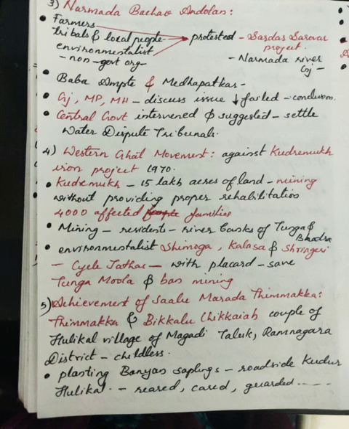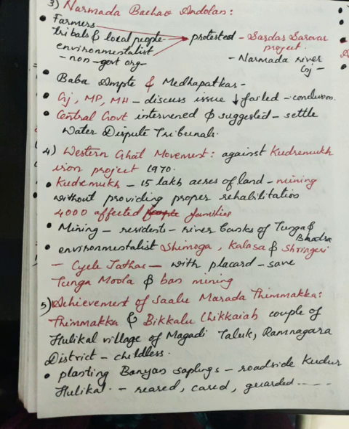Number 3. Narmada Bachao Andolan. Farmers, tribals and local people along with environmentalists of non-governmental organizations protested against the project. That project is the Sardar Sarovar project across the Narmada river in Gujarat. Baba Amte and Medha Patkar gave a new impetus or motivation to the movement. Here the states like Gujarat, Madhya Pradesh and Maharashtra discussed the issue and failed to come to a conclusion. Finally, the central government intervened and suggested settling the issue through the Water Dispute Tribunal.